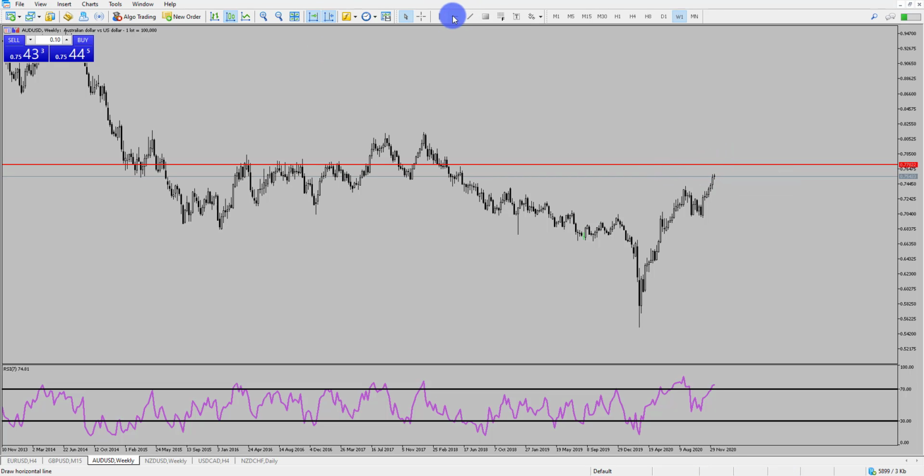But also as well, we have a decent level around about 0.76, so we've got about a 100 pip range where the market could retest and then look for that downside from.